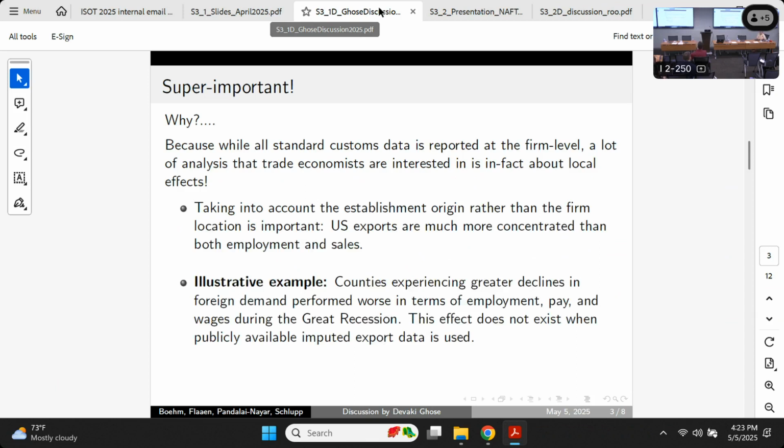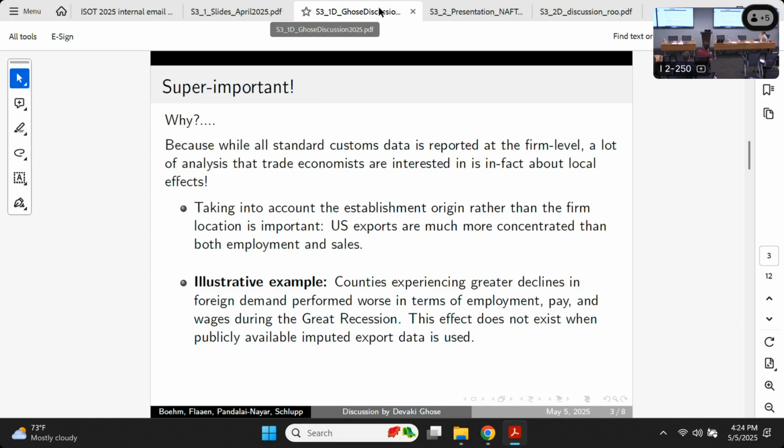And in the version I read, there was this cool MSA level result that Nitya showed was not there, but it talked about two important things. Basically, they showed that US exports are much more concentrated than both employment and sales using this data. And the second was an illustrative example: if you look at the Great Recession, you can see that the counties that experienced greater declines in foreign demand performed much worse in terms of employment and wages. Now, this effect vanishes if you use the publicly used data, simply because there's just too much noise from the imputation.